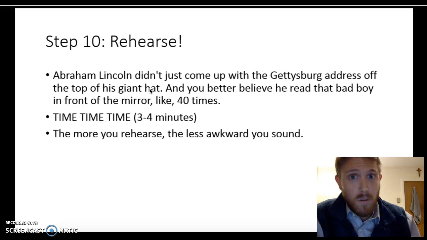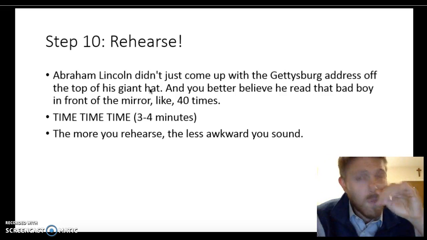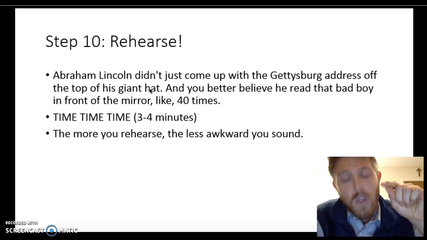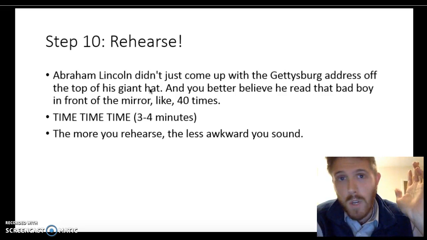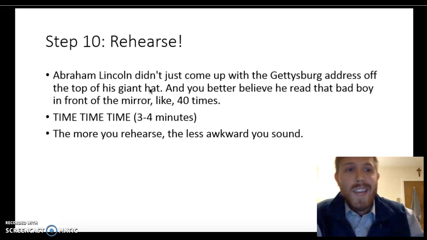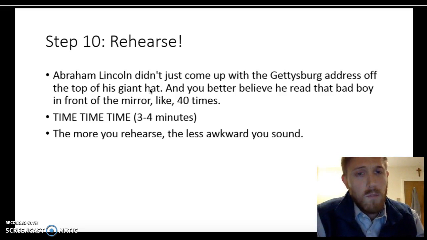Remember, you're going to be timed. So if you don't rehearse your speech and you don't time yourself, you're going to stand up there and realize, oh my gosh, my speech is only a minute long. How do I fill 2 more minutes? I don't know. Good luck. Tap dance, whatever. So the more you rehearse, the less awkward you will sound, the less sweaty your hands will be. Maybe. No guarantee. Anyway, so that's my 10 steps of how to write a great persuasive speech.